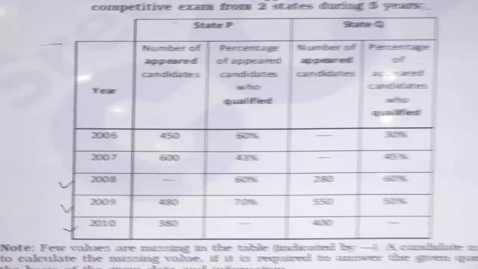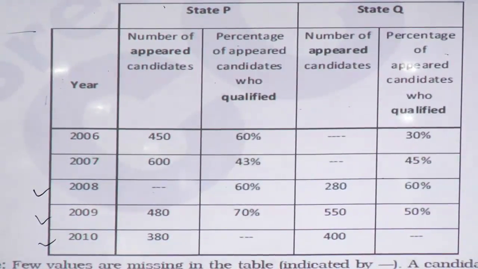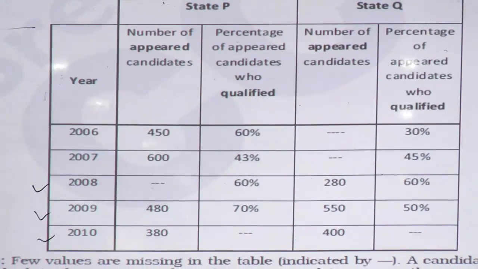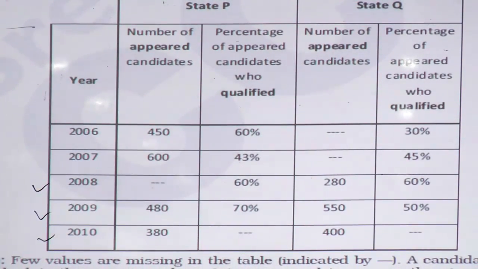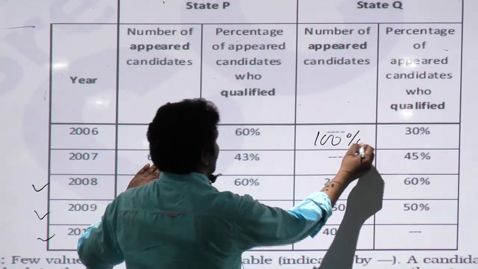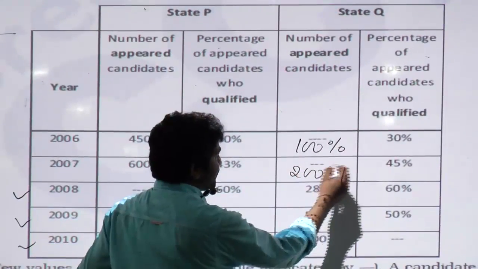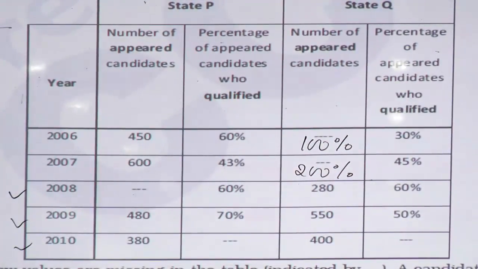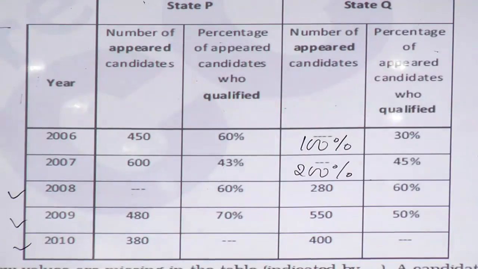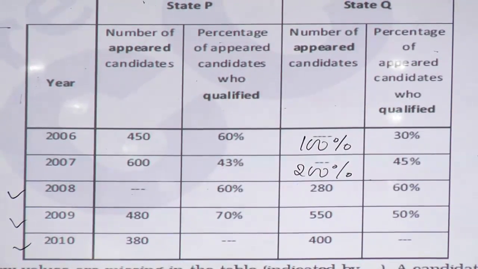Just go for last digit verification. Number of appeared candidates from state Q increased by 100% from 2006 to 2007. Okay, increased by 100%, in the sense it becomes 200%. So in 2006, if you treat total number of appeared candidates as 100, in 2007 it becomes 200%. And then if the total number of qualified candidates from state Q in 2006 and 7 together is 408, what is the appeared candidates from state Q in 2006?